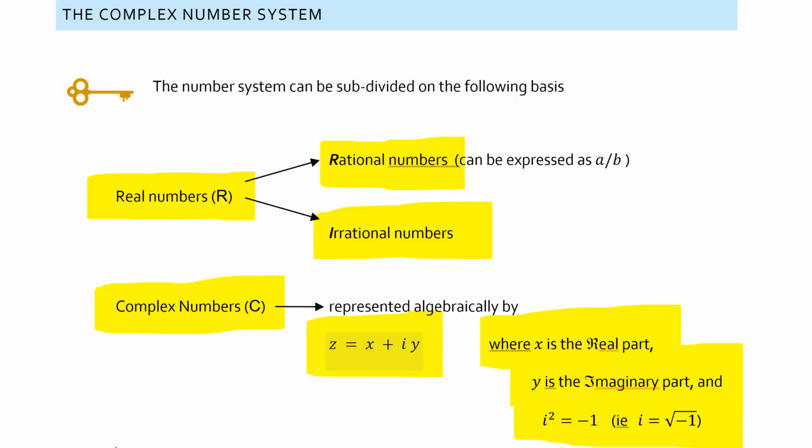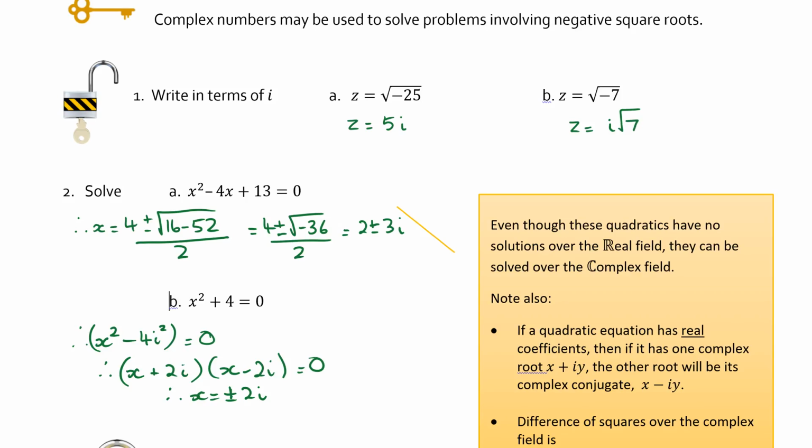x is the real part, y is the imaginary part, and the i is equal to the square root of minus 1. So what complex numbers allow us to do is to solve problems that involve negative square roots that we would have simply said before are insoluble.